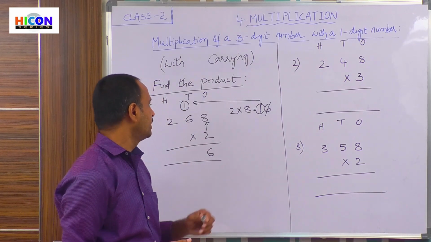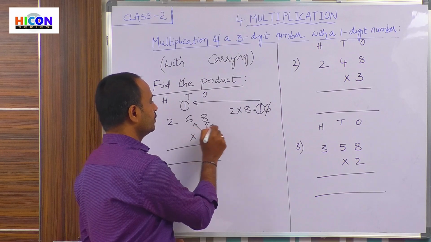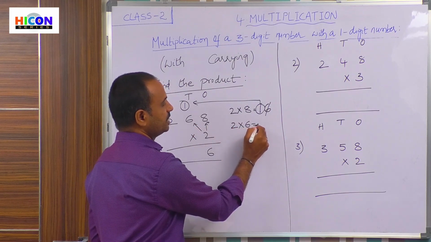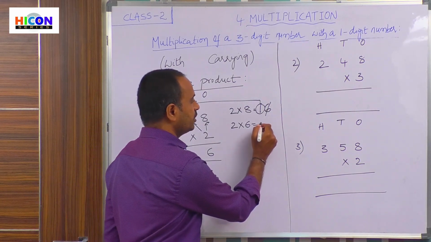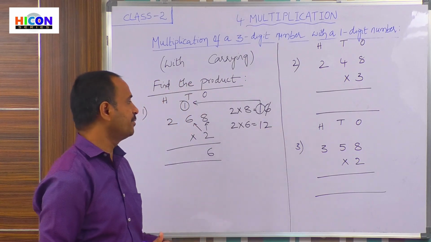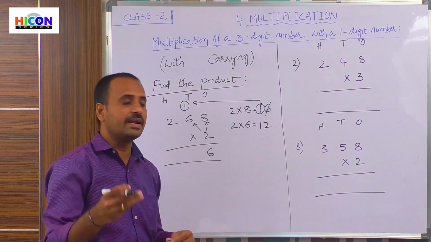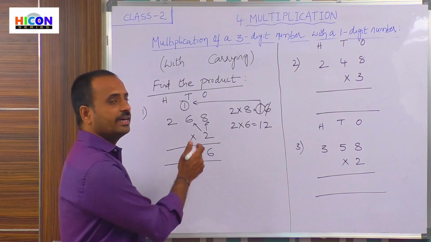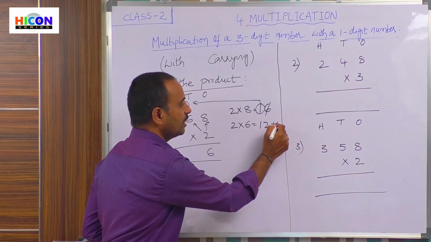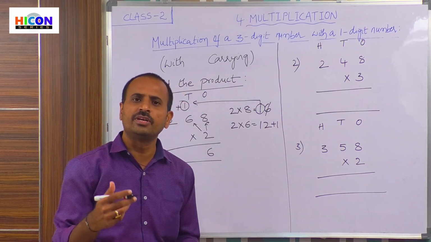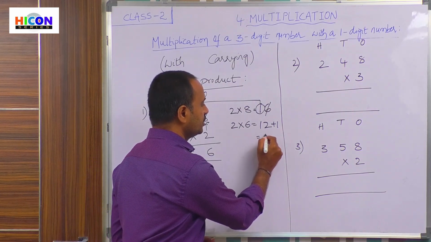Now multiply the digit present in tens place with 2. That is 2 into 6. You know how much is 2 into 6? That is 2 sixes are 12. And children, there is a carried number in the tens place. If there is a carried number, then we have to add that carried number to the product. What is the carried number here? 1. We should add this carried number 1 to the product, that is 12 plus 1. If you add 1 to 12, how much will you get? You will get 13. So 12 plus 1 is equal to 13.